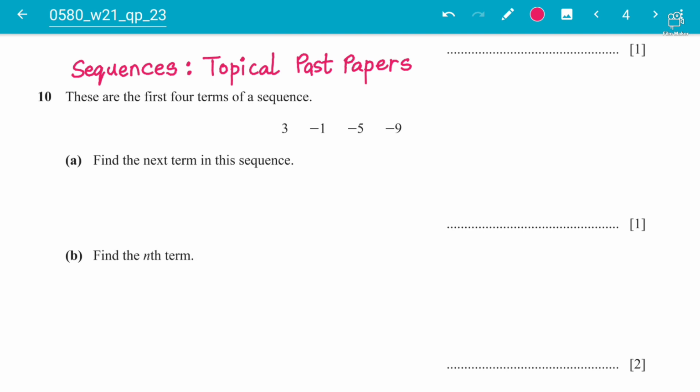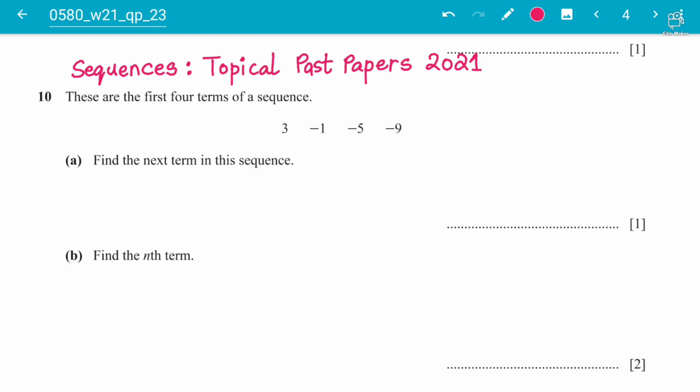So today our topic is going to be IGCSE Mathematics 0580, and we'll be solving topical past papers of 2021, all variants, that is May, June, October, November, February, March, paper 2 questions only of the sequences chapter.